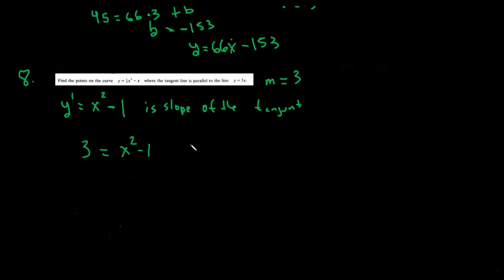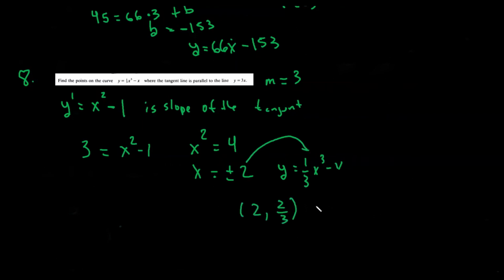So if you solve for x squared, you get 4, and when you take the square root, you can be positive or negative 2. So it's asking for the points. If we plug these values, positive 2 and negative 2, back into our original function, y equals 1/3 x cubed minus x, we get the points (2, 2/3) and (-2, -2/3). That's it. Pretty simple, guys.